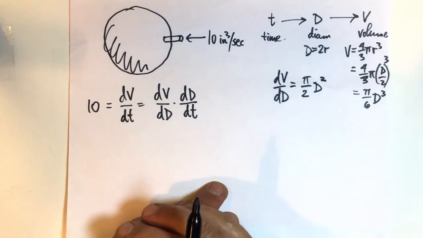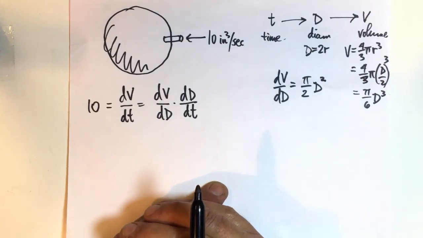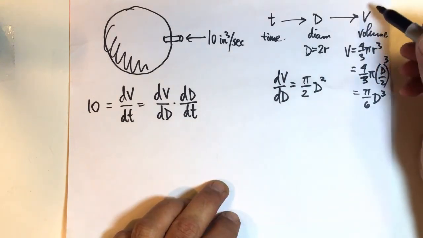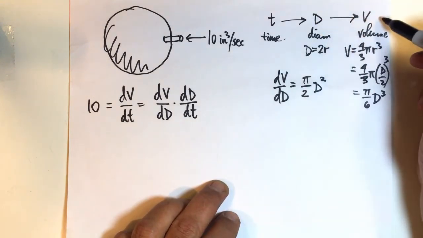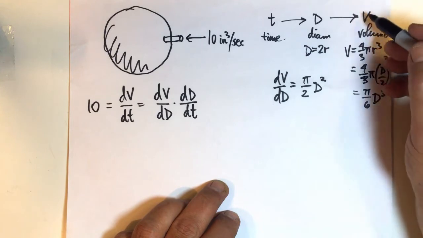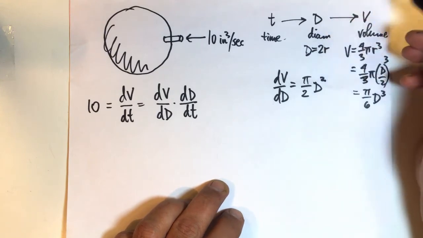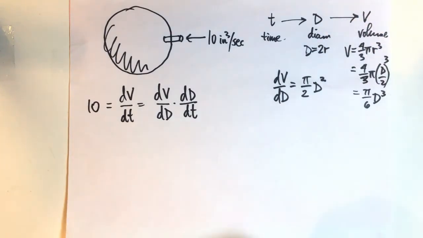So always remember when you're taking derivatives, the question is derivative with respect to what? The volume has two relevant derivatives in this problem. So there's the derivative of volume with respect to diameter. That's a rate of change. It tells you for a small increase in diameter, what's the comparable or proportionate increase in volume.